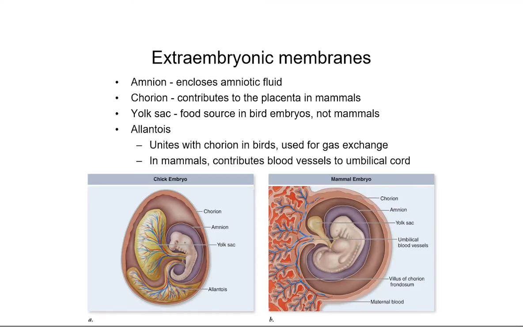And in the chick model pictured here, the allantois attaches to the chorion, which is the outer membrane, and allows for gas exchange, whereas in mammals, it becomes part of the umbilical cord.